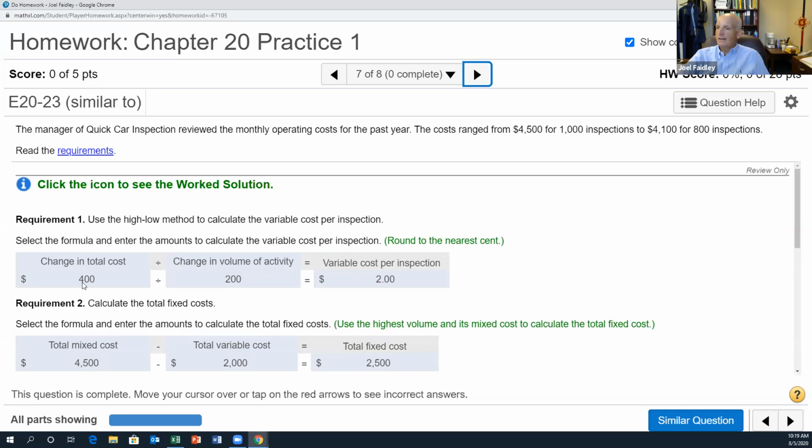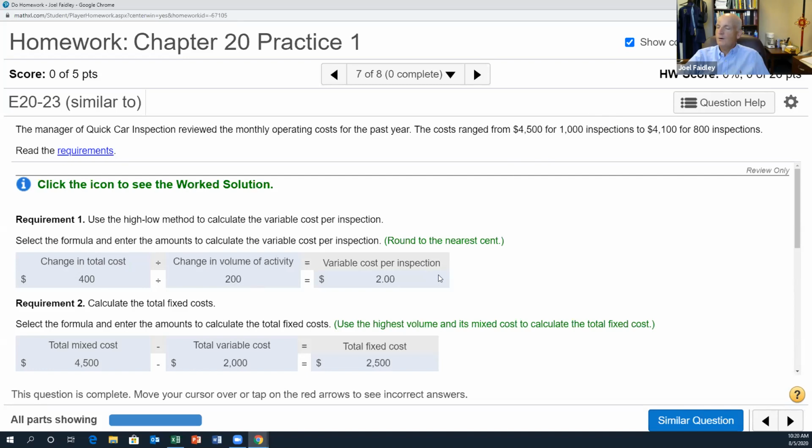And so what you're doing, you're taking the change in total cost, right? The change, which is what? $4,500 up there at the top. Won't let me highlight that. 4,500 minus 4,100. So the overall change in cost is $400, isn't it? My range. Well, I'm going to compare that or contrast that with my changes in number of inspections. So for 800 inspections, if it costs 4,100, and for 1,000 inspections, 4,500, then I've got what, 200 inspections that change $400. That says the variable cost per inspection must be $2.